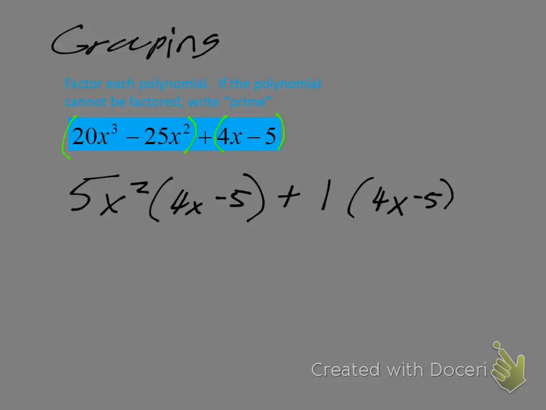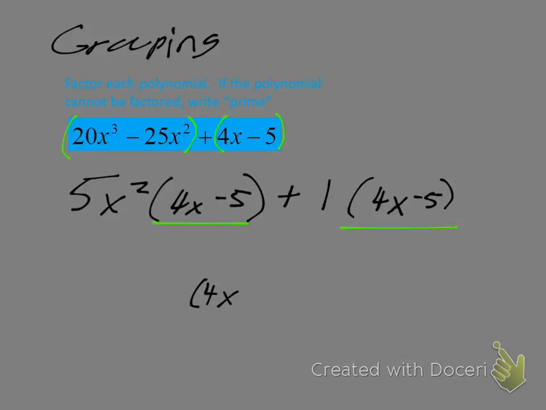Remember what we're doing here. It's called grouping. 5x squared plus 1. Now listen, pay attention here. Consider this as one term. Consider this as one term. And I ask you this: what's the GCF out of those 2 terms? What do they have in common? 4x minus 5. Right there.